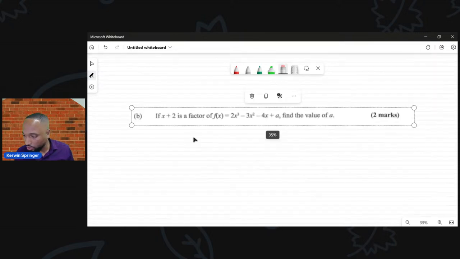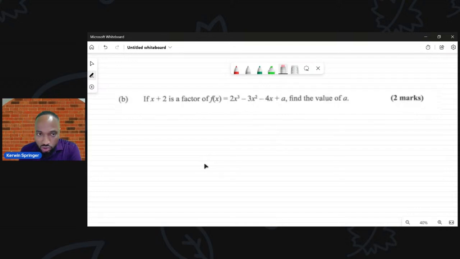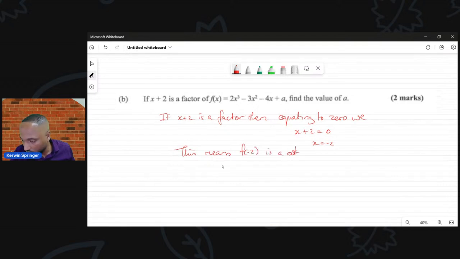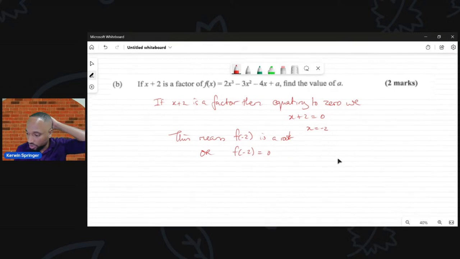If x plus 2 is a factor of f of x equals 2x cubed minus 3x squared minus 4x plus a, find the value of a. If x plus 2 is a factor, then equating to 0, we get x plus 2 equals 0, and x is equal to negative 2. This means f of negative 2 is a root, or f of negative 2 is equal to 0.